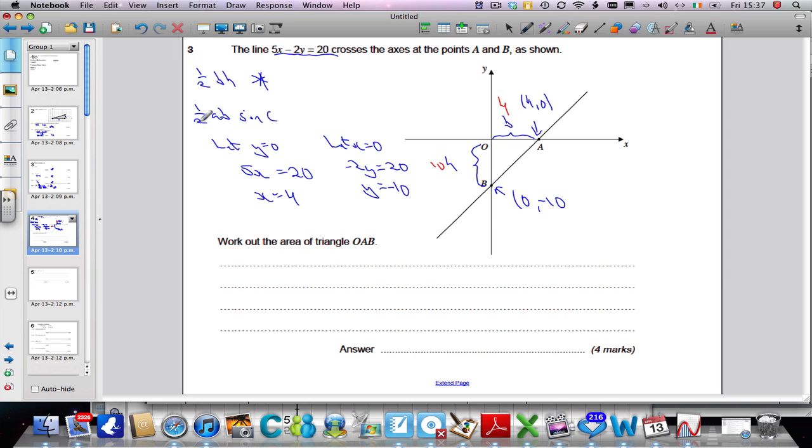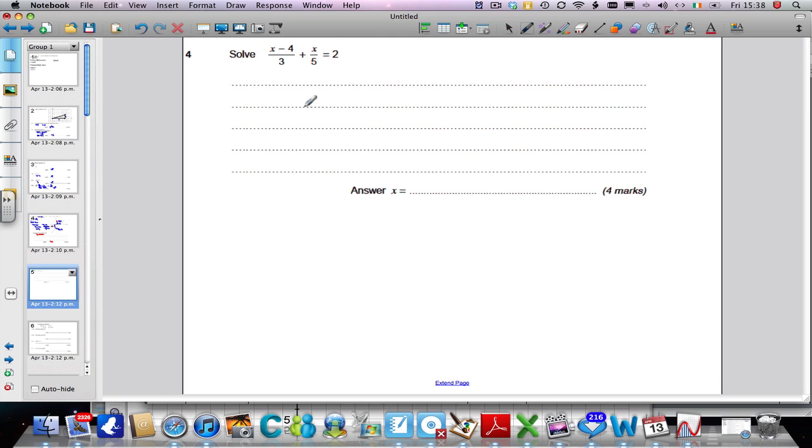So I'm going to use this formula. I'm going to do a half multiplied by 4, multiplied by 10. Half times 4 is 2, 2 times 10 is 20, so the area of our triangle is 20. Okay, moving on. I'm asked to solve this equation here.